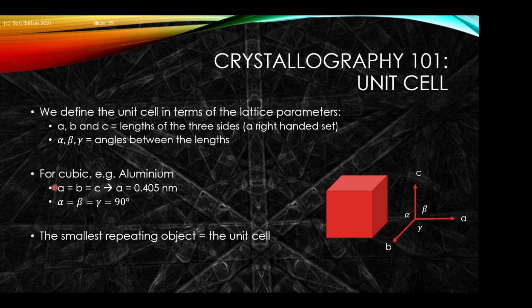We can describe the length of the unit cell sides. If it's a cubic structure, A equals B equals C. And if it's a cubic structure, the angles are all equal to 90 degrees. This is all described as the smallest repeating object. This is the unit cell.